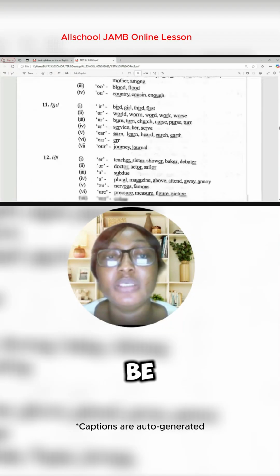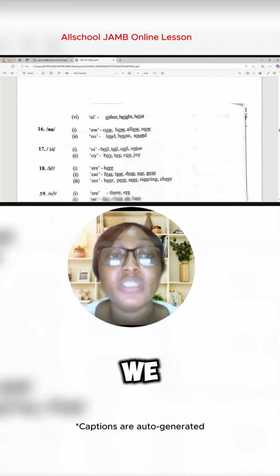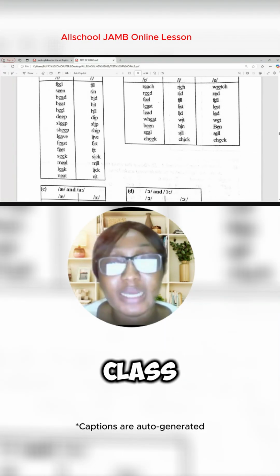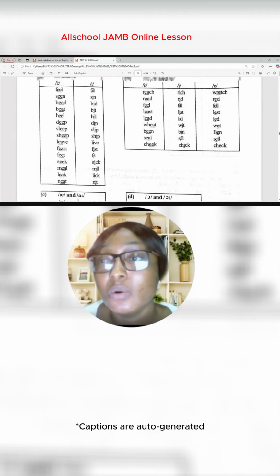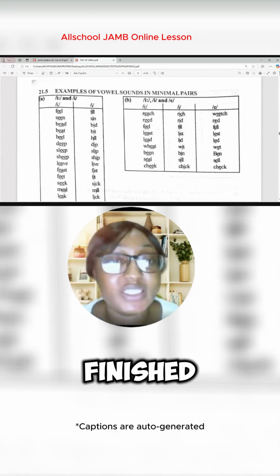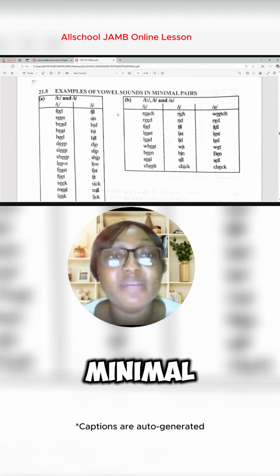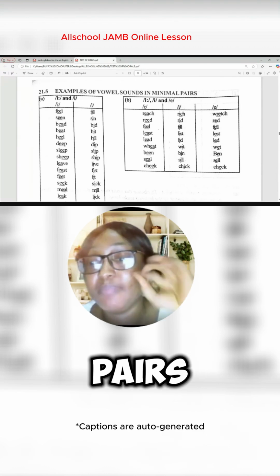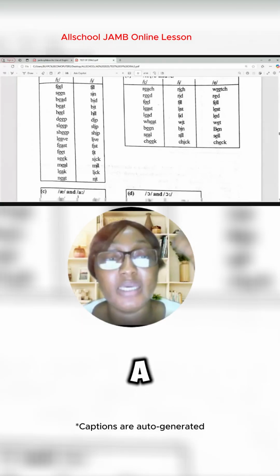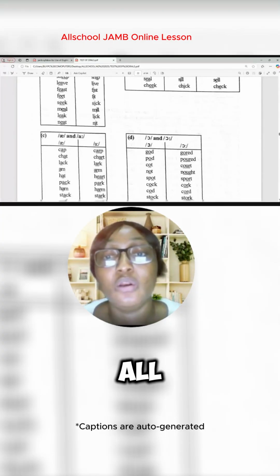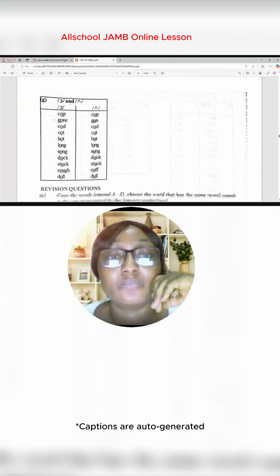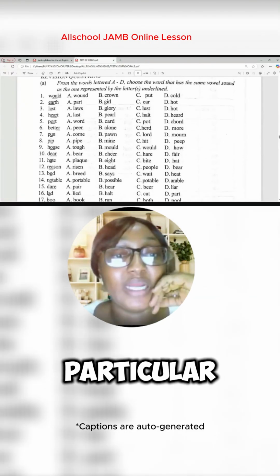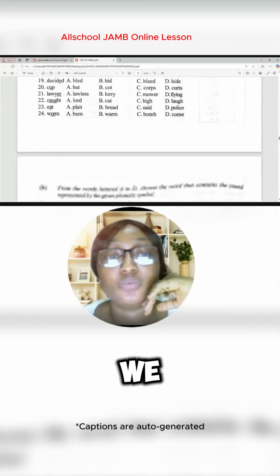Now, today we're going to be having a quiz. Before we start the topic for today, we're going to be having a quiz. Even in the last class, we had a little quiz before we finished. And we also looked at minimal pairs, the short and long sounds in pairs. We've looked at E, A, all of the sounds in pairs. Okay, and we finished this particular test. I remember the last class we had.